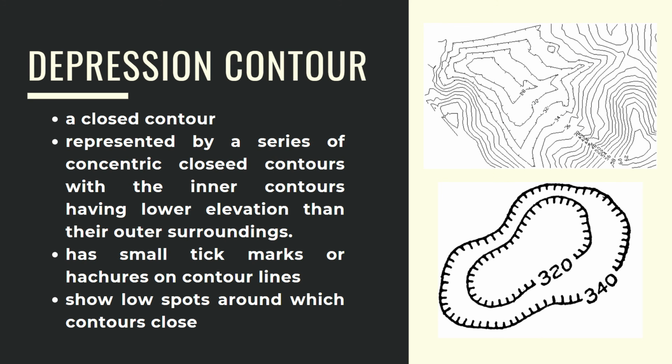The fourth type of contour is the depression contours. A depression contour is a closed contour. This is represented by a series of concentric closed contours, with the inner contours having lower elevation than their outer surroundings. There are small tick marks or hachures on these contour lines pointing towards the lower elevation. One of the uses of depression contours is to show low spots around which contours close.